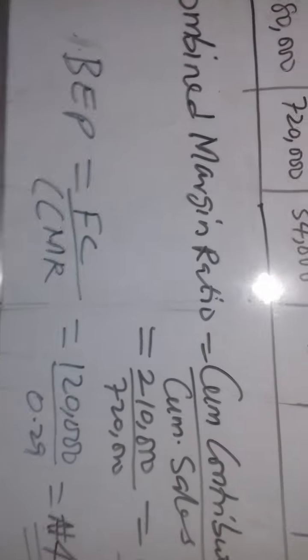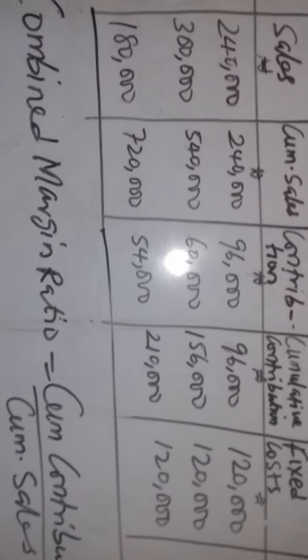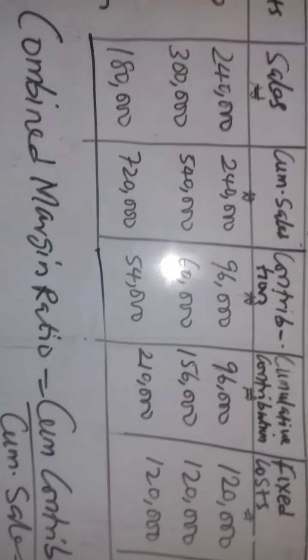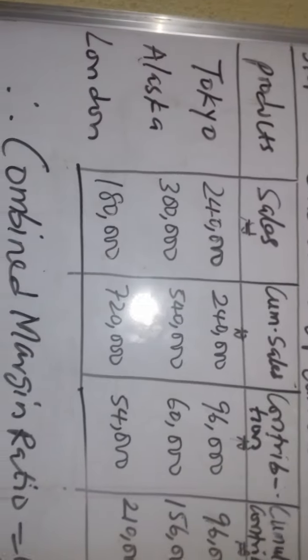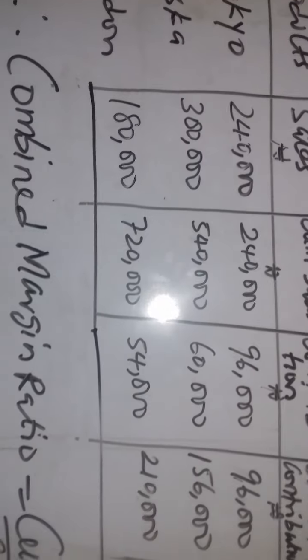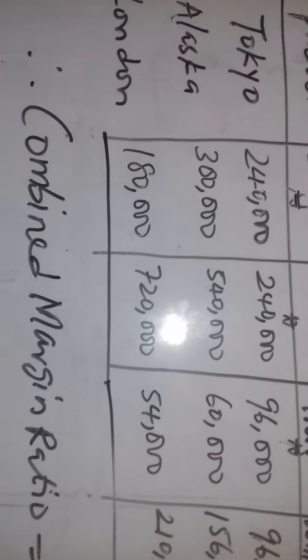413,793. Listen very well. If you check the table up, you'll find that 413,793 is inclusive of the 540,000 cumulative sales altogether. So that's the point where the company will break even.